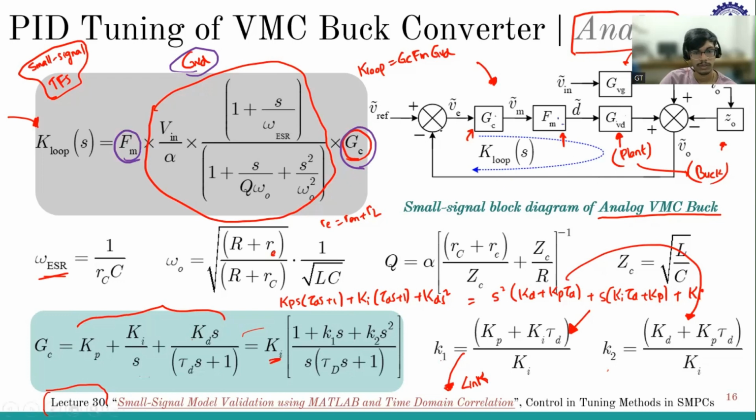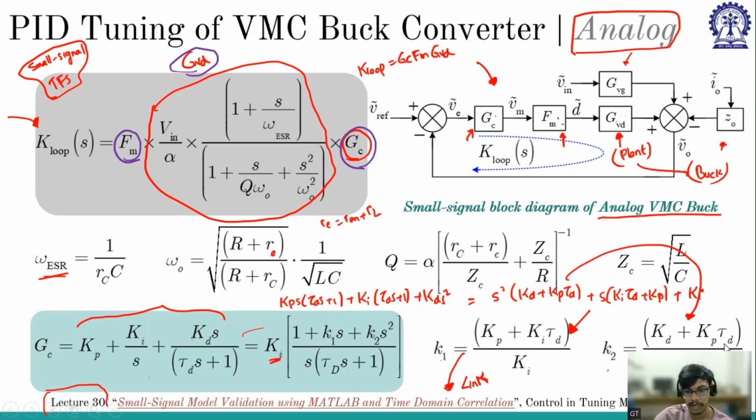Sir, K loop is the transfer function between V reference and V naught, right? No, because there are other aspects like audio susceptibility. I naught will have a transfer function to V naught as well, and the input voltage V will also have a transfer function to V naught, which is audio susceptibility. If I consider V reference to V naught, it will be K loop by 1 plus K loop. Sir, if the forward transfer function is G and the feedback is H, then the loop transfer is GH. So this is G: my G is GC, FM, GVD. My H is 1. So GH is GC, FM, GVD.